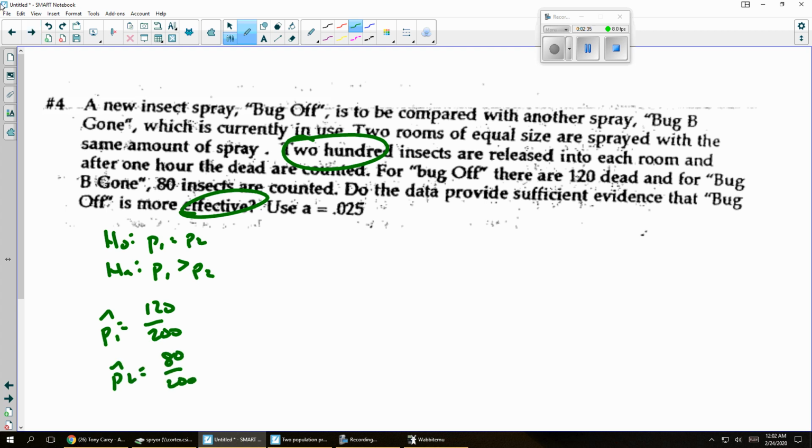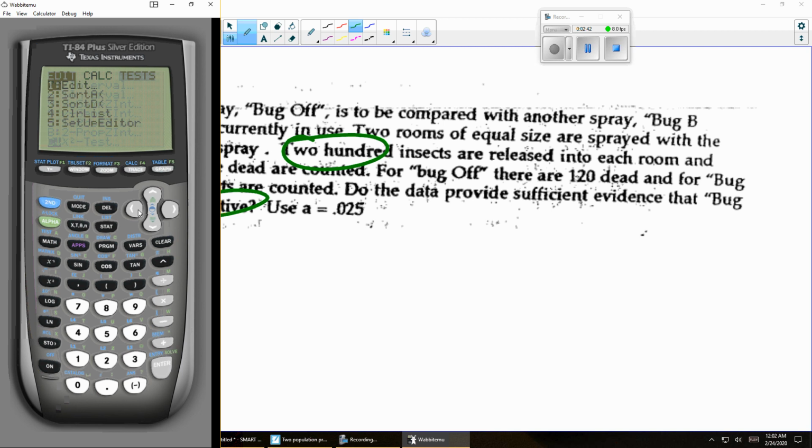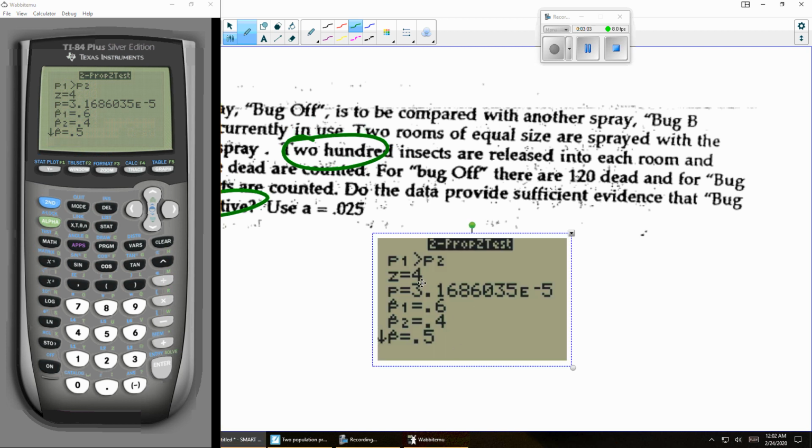Okay, so here's what I got. I got 120 and 200, and then 80 and 200. So I stick these in my calculator, stat test, 2-PropZTest. This is going to be 120 and 200, and 80 and 200. And I want to know if that one's bigger. Hit calculate. There's my z test statistic. I've got a really small p-value.